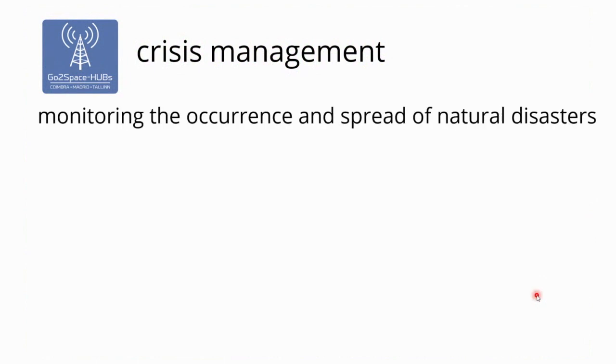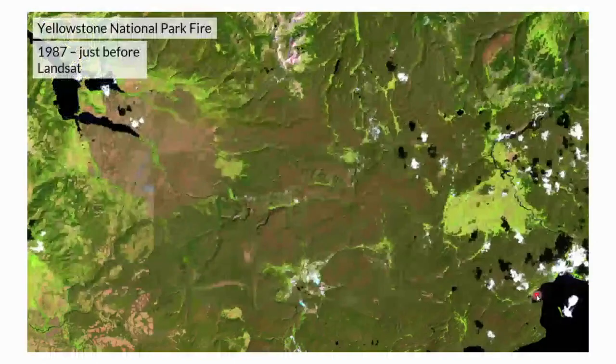So we can monitor using satellite images the occurrence and spread of natural disasters, which is very important because sometimes we don't have access in any other way. We couldn't get this information. We cannot go there. We don't have cameras or anything there. We have to take this information from a satellite. So of course there are a lot of different types of events.